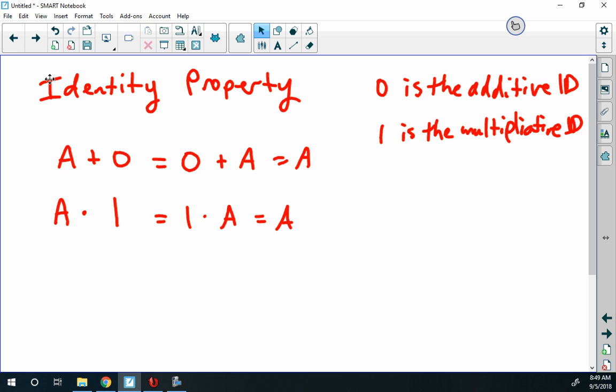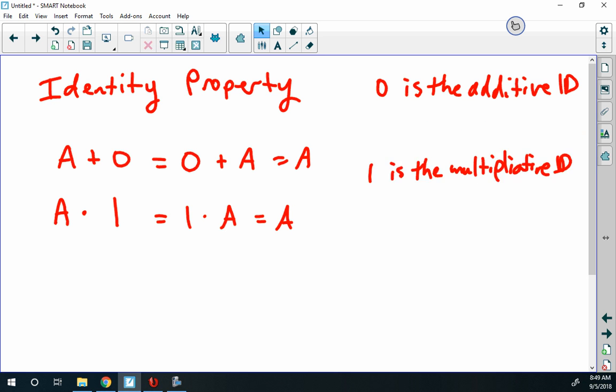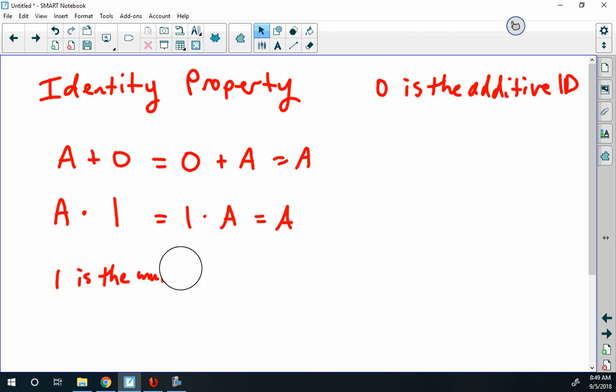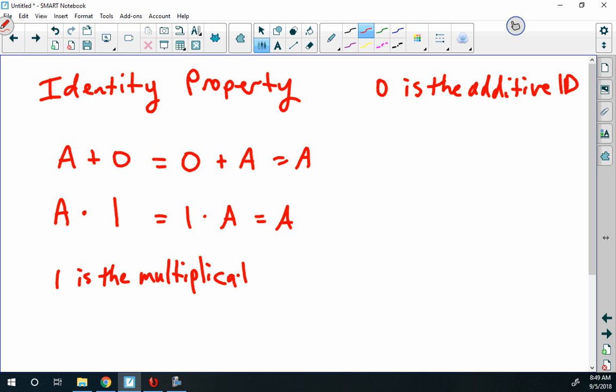That's a really hard word to write and pronounce. I don't even know if I spelled it right, probably not. I better write it out the right way. 1 is the multiplicative identity. Okay.